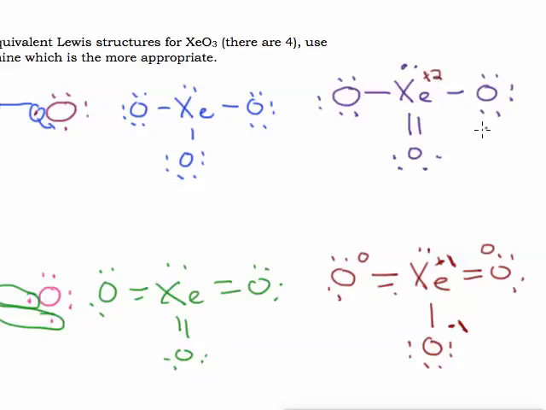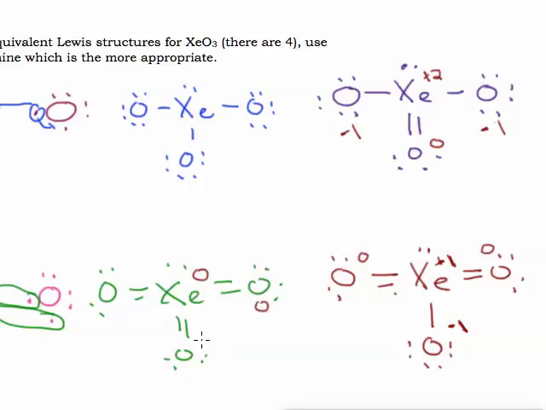In this case, we've got 1, 2, 3, 4, 5, 6, 7, 8. 8 minus 8 is 0. There is no formal charge there. And we know double bonded oxygens have a formal charge of 0. So hopefully you know right away that this is the appropriate structure because all the formal charges are as low as possible. But let's go ahead and double check here.